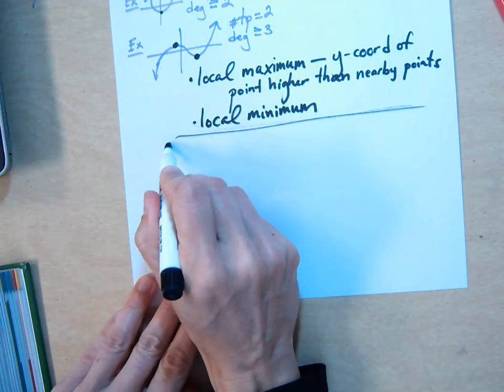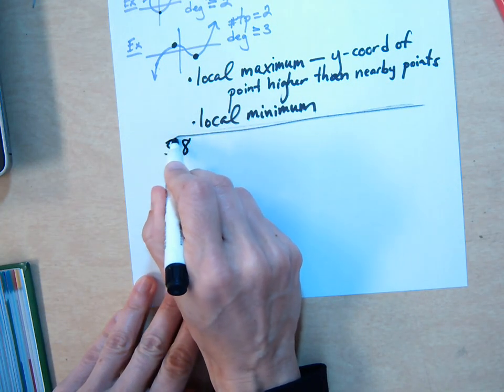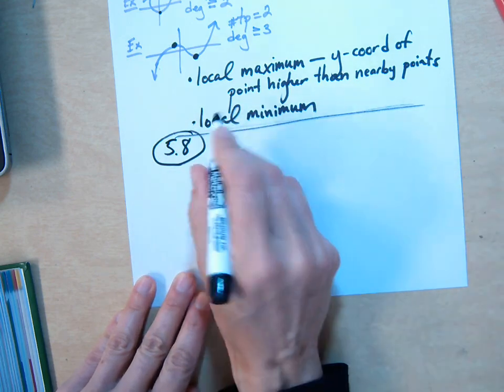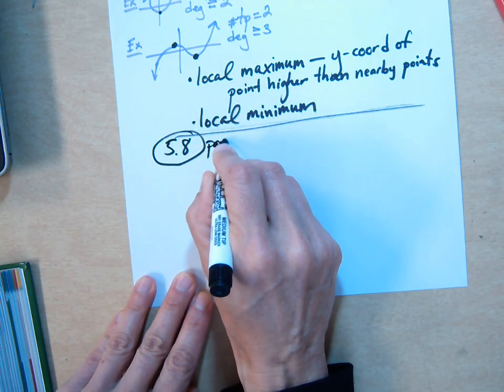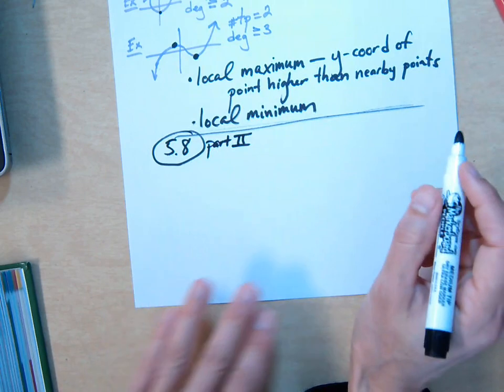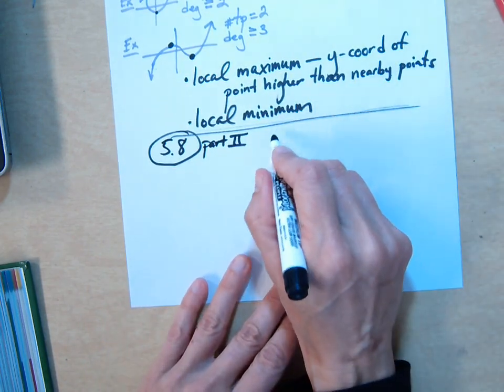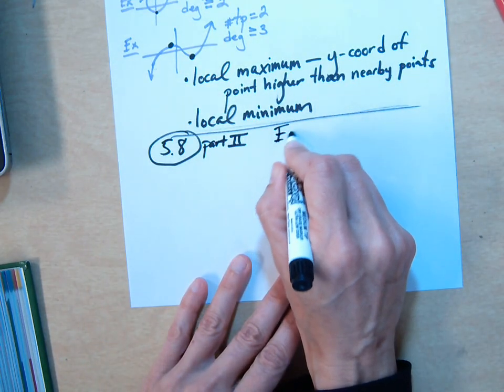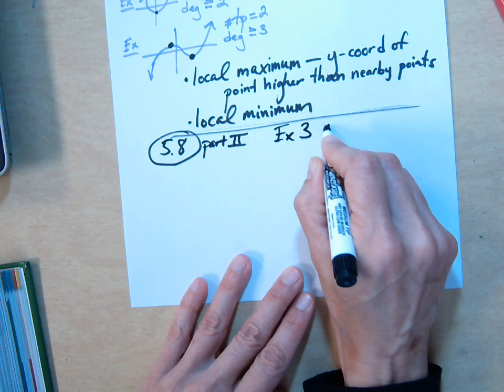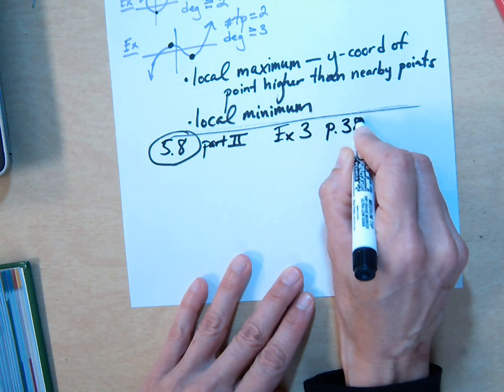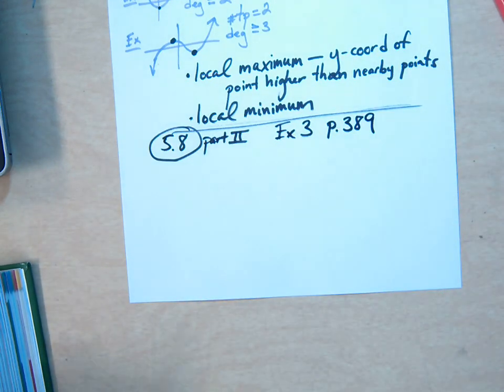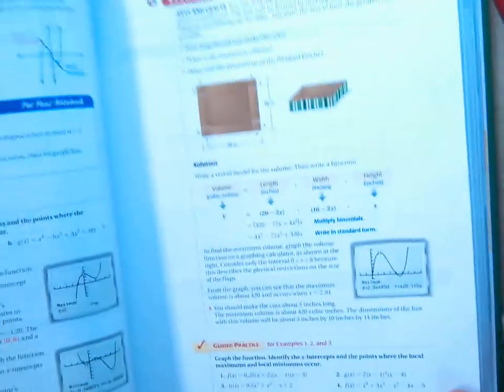Okay, so this is 5.8. This is an application, so this is 5.8 part 2. And I'm going to go through on the calculator how to do example 3 on page 389. So this is the example, and then we'll go to the calculators. So the example is this.